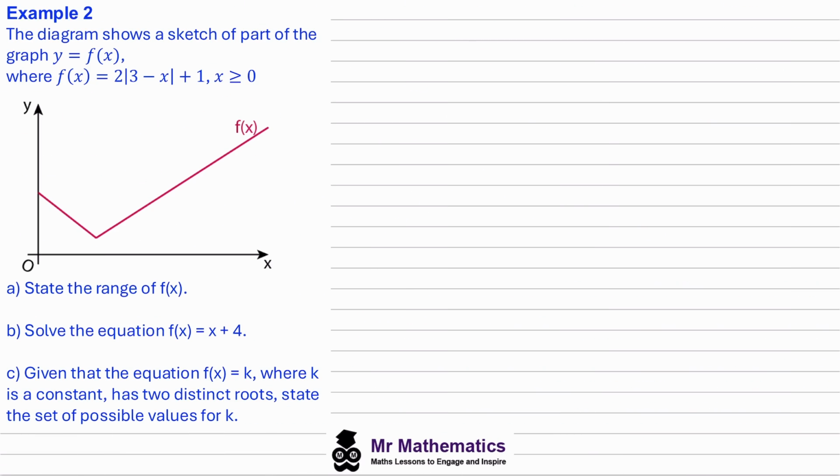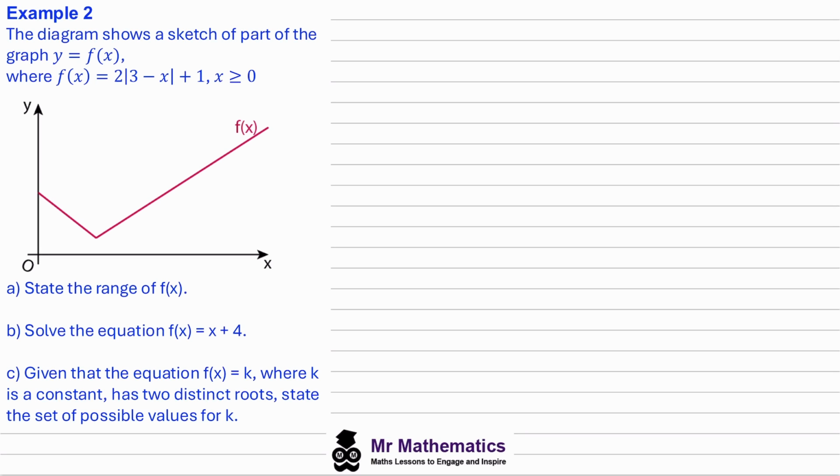Okay, so for example 2, we've been given this function f of x, and in the domain x is greater than or equal to 0. Before you work through a, b, and c, try and find the coordinates of this point and the y-intercept. That will help with these 3 questions. You can pause the video and come back when you're ready. Okay, so welcome back if you had a go.